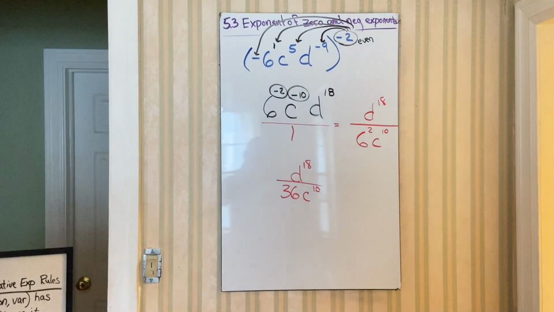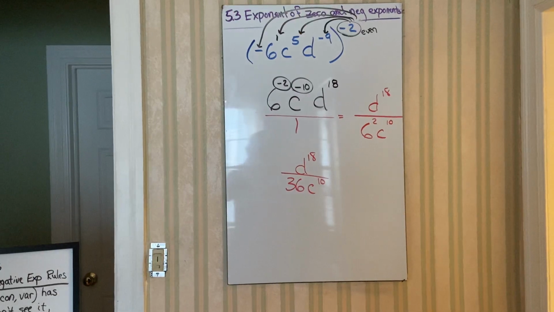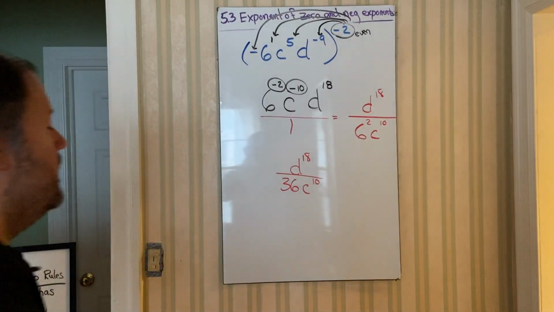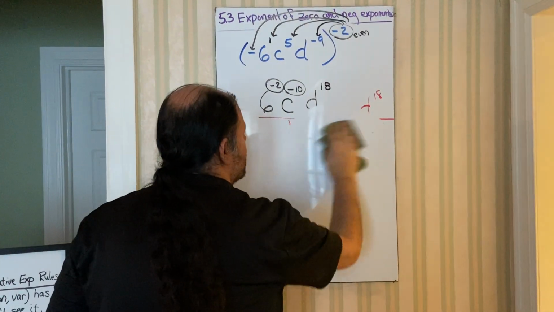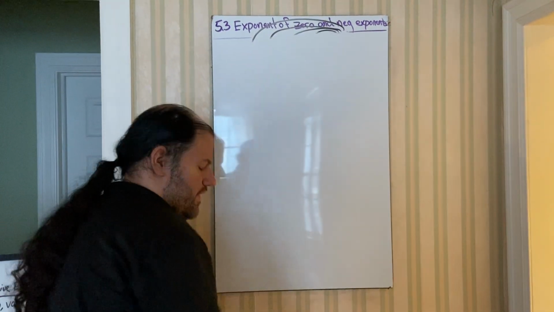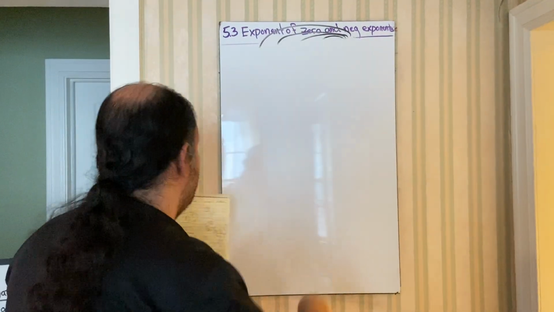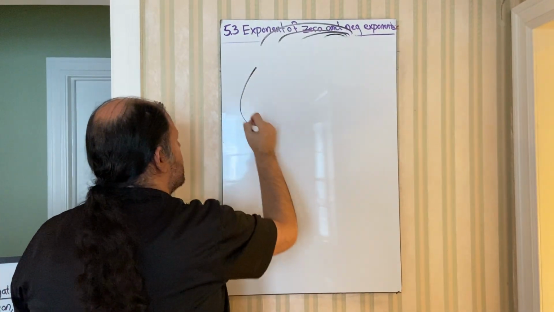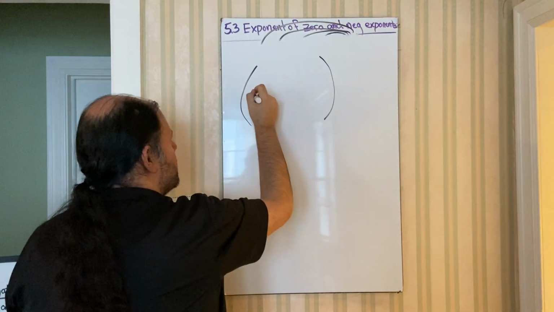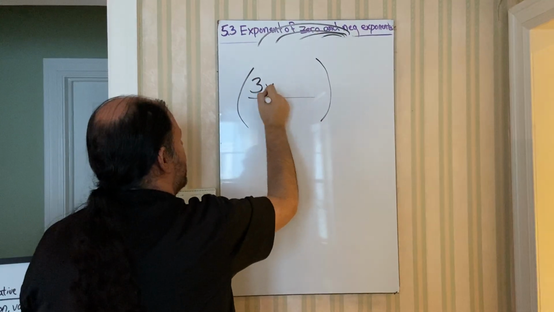Let's give you one more that's a little bit more complicated than this. And then we'll do our sample question. Of course it's going to have parentheses because we want to do one that has a power rule again.